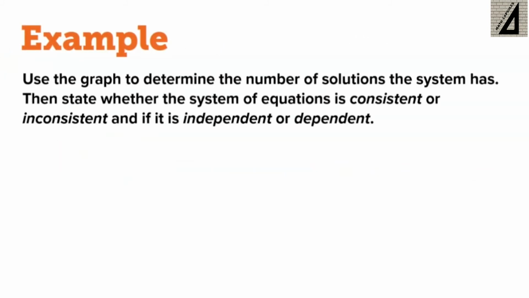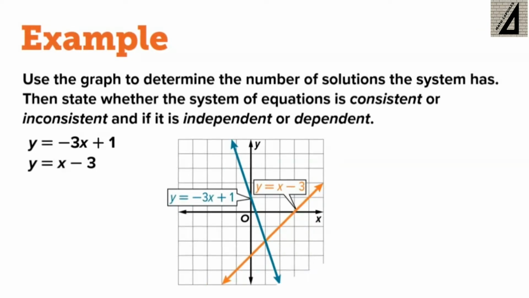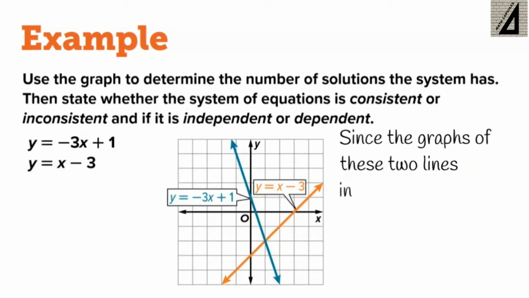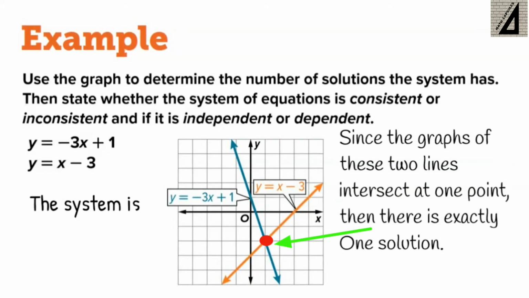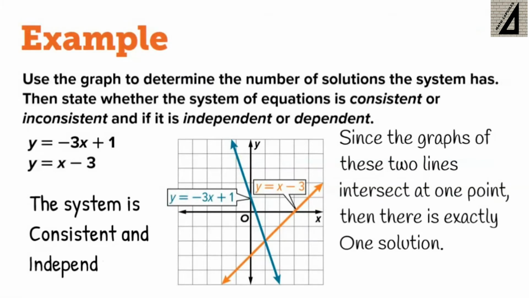Let's have an example. Use the graph to determine the number of solutions the system has. Then state whether the system of equations is consistent or inconsistent, and if it is independent or dependent. Here is the system of equations, and here is the graph. So, since the graphs of these two lines intersect at one point, then there is exactly one solution. And this solution means that the system is consistent and it is independent because we have only one solution.